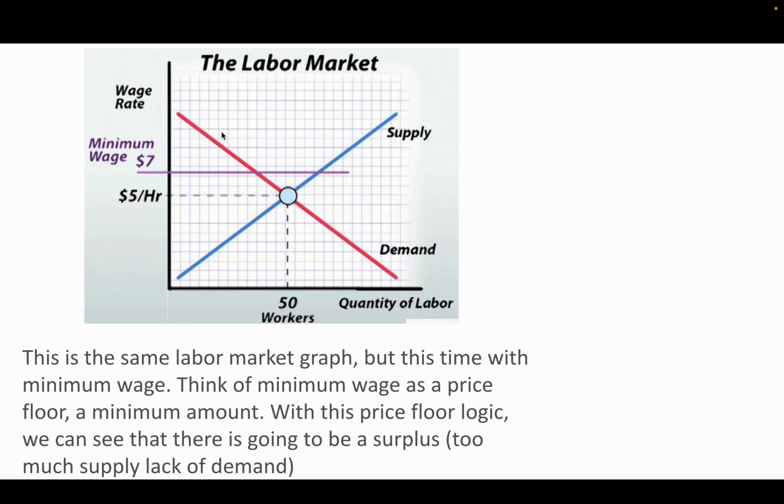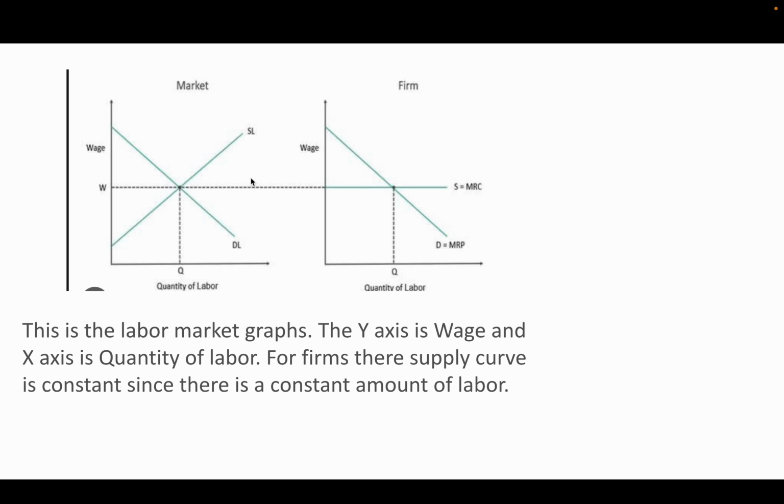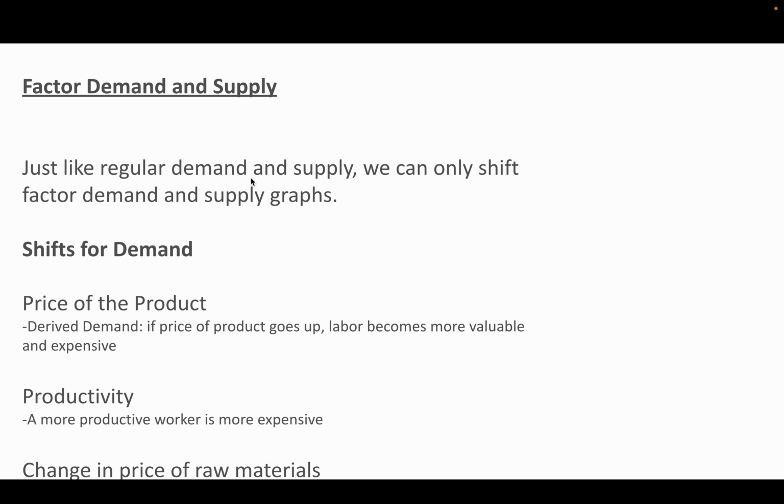Now, this basic labor supply and demand works for an entire market. The entire market operates on labor supply and demand. So we have to understand factor demand and factor supply. We can shift demand based on the price of a product. This is what many people call derived demand, where basically the demand for the labor of a good depends on how valuable the product is.